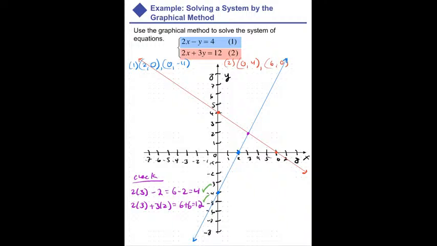So in a graphical sense, where the lines or where the equations cross, that's going to be our solution set. And again, I didn't draw it all the way proper. I think this is the one that's off.